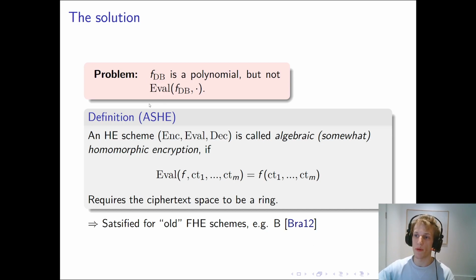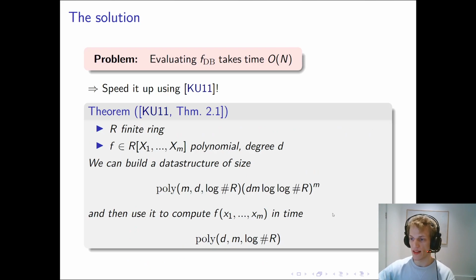And this is now the property that evaluation of FDB at a ciphertext is a polynomial evaluation, and we can use this previous theorem, the polynomial evaluation data structure theorem, to speed it up and make it run in logarithmic time using a pre-processed data structure of the polynomial.